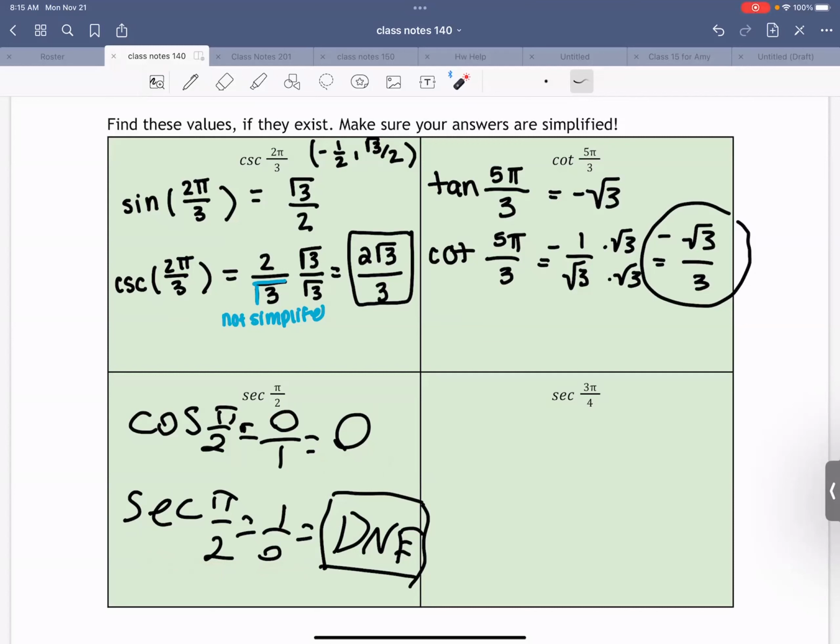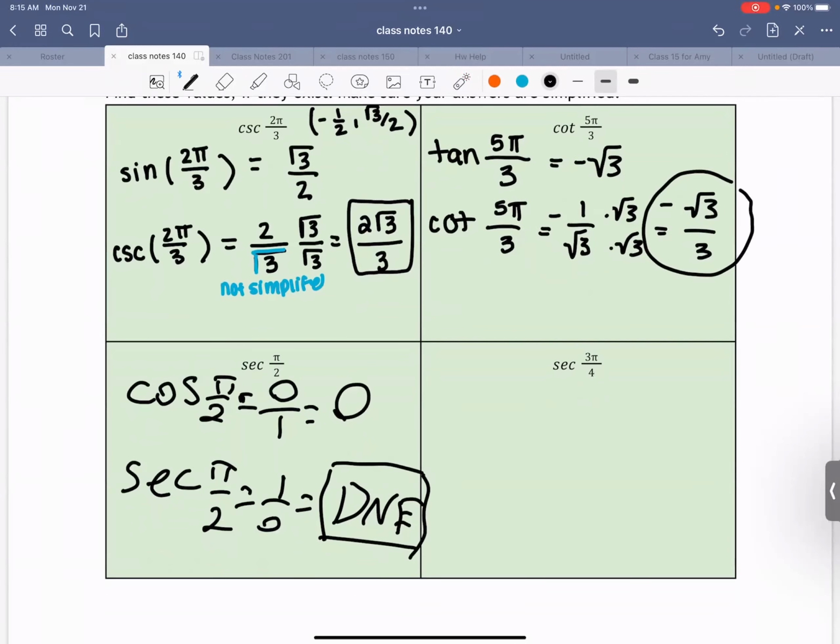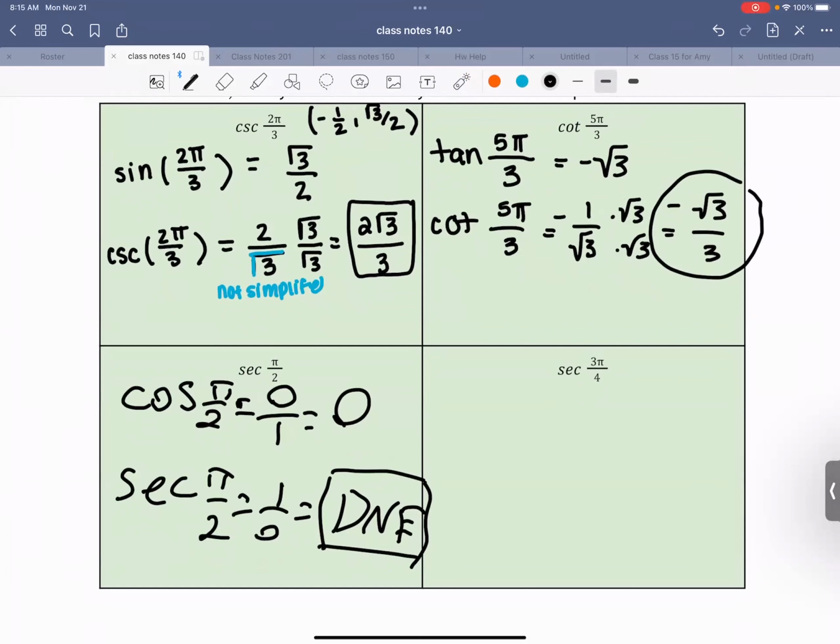All right, now I saw some good work with the secant, but I feel like we got confused because we're dealing with a number that we haven't flipped over before. So let's just go over how we do this one, okay? Now, if I want to find the secant of 3 pi over 4, I know that secant's related to cosine, right? So I definitely want to find the cosine of 3 pi over 4 first.